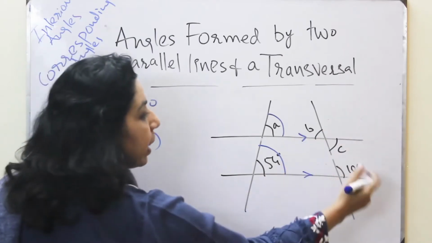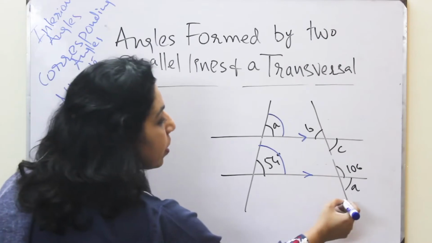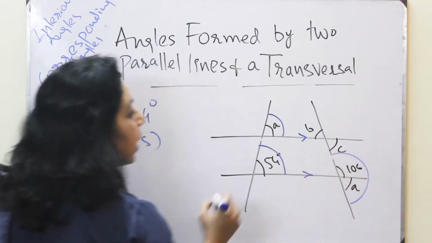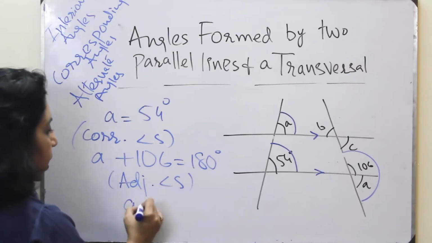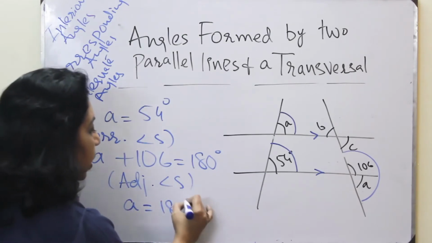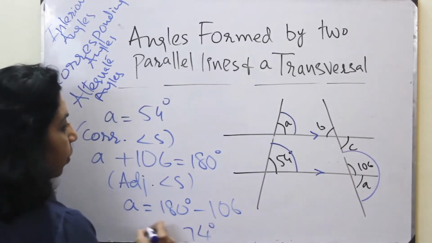Both are on the same side. One is above the line, the second is below the line. And we can also use this A with 106. These are adjacent angles. Sum of adjacent angles is 180. So this 106 will go on the other side and we shall subtract. Our answer will be 74 degree.